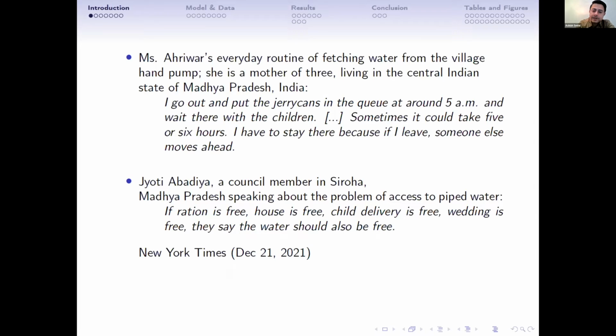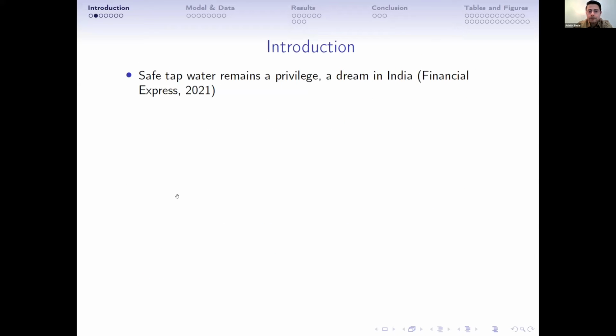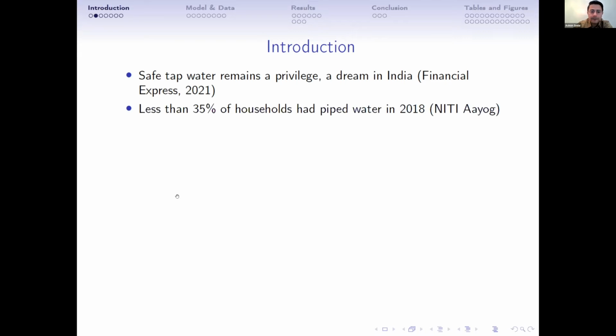So these two statements highlight the problem of demand and supply of water. On one hand, people are desperately trying hard to get access to water, spending a lot of time to get water, while on the other hand, people also believe that water should be available for free. That brings us to the idea that safe tap water remains a privilege in India, a dream that has been unfulfilled for a long, long time now.